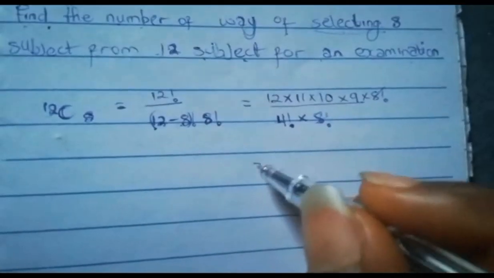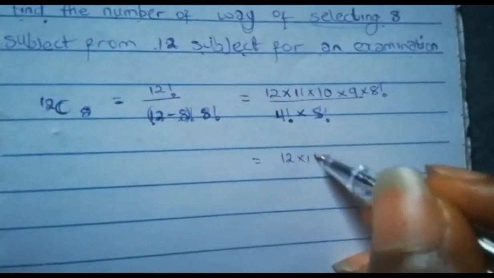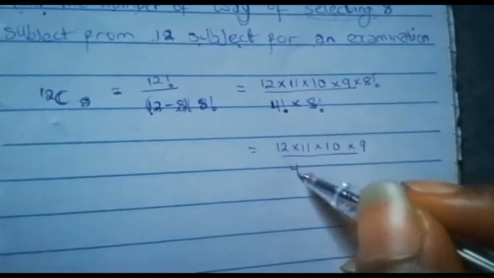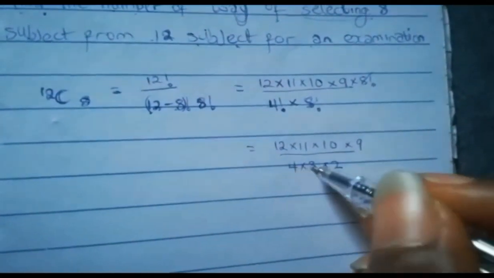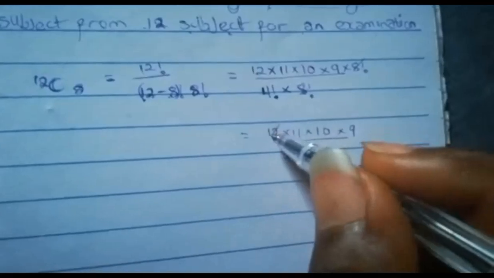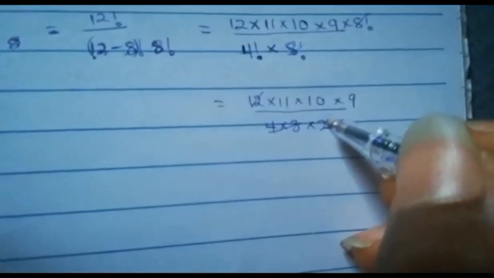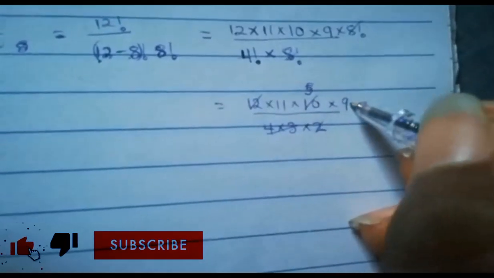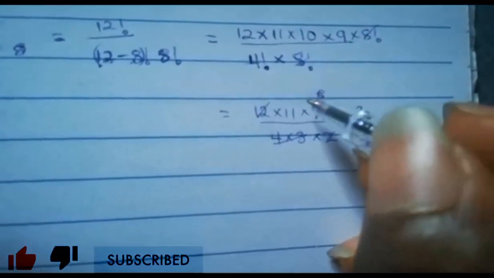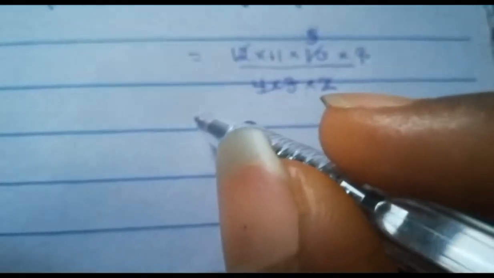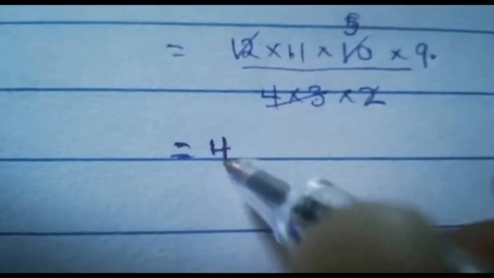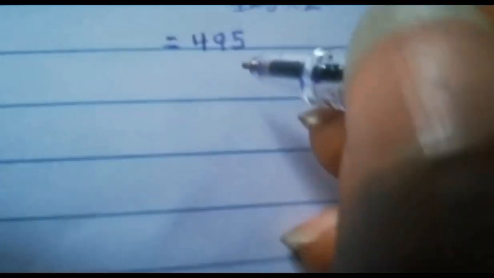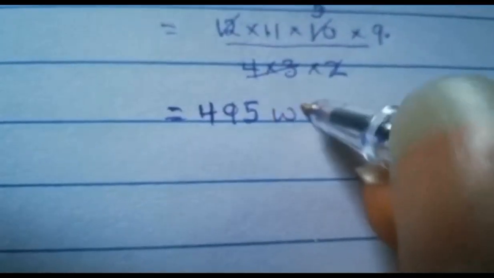So we can write it as 12 times 11 times 10 times 9 over 4 times 3 times 2. 4 times 3 is 12, so this 4 times 3 will cancel this 12. Then this 2 can go into 10, which is 5. So we have 5 times 9, 45, then 45 times 11. So we are going to get your answer as 495. Yes, 495 ways.